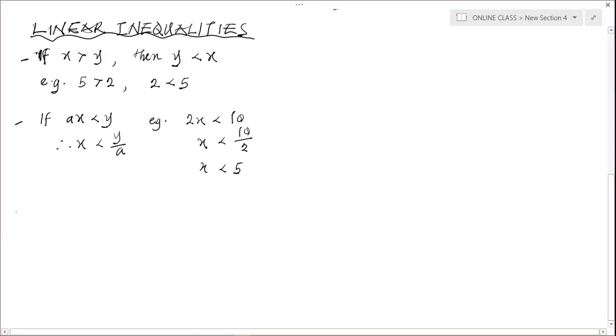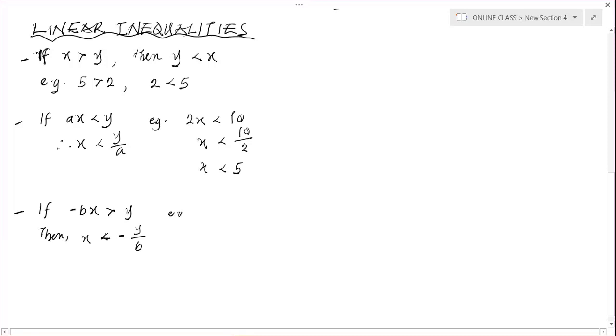Now, another rule says that if minus bx is greater than y, then it means that x is less than minus y over b. You get that? What has happened there? I've changed the sign immediately. Immediately you are dividing with minus, you must change the sign.